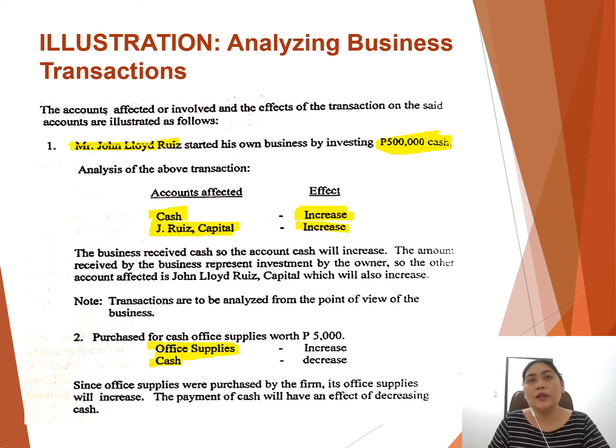So, what will be the effect of the transaction? Is it increase or decrease? Let's start with office supplies. Because the company bought office supplies, what happened to its office supplies? It bought additional, so it increased. Now, because it paid with cash, what happened to its cash? It decreased. That's why it is decrease.